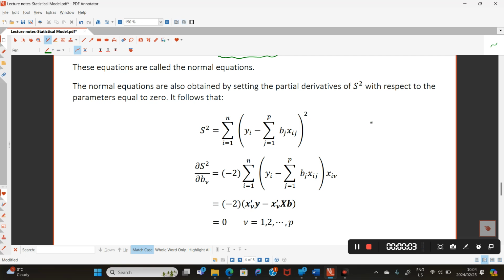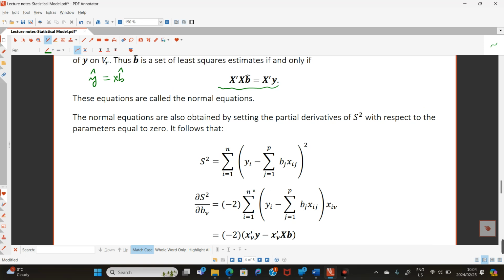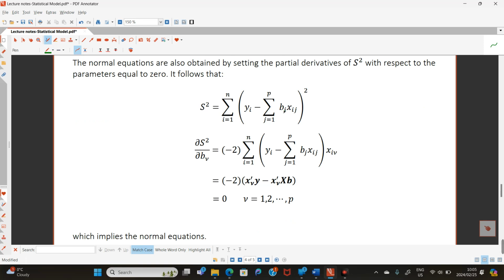For the rest of the work, we can see that these normal equations that led to the estimate of b, and also y hat, which is equal to x b hat, can be obtained from taking the derivative of the sum of squares. Indeed, you can write the sum of the squares in this way. And if I take the partial derivative with respect to b, I can easily get to the normal equations.